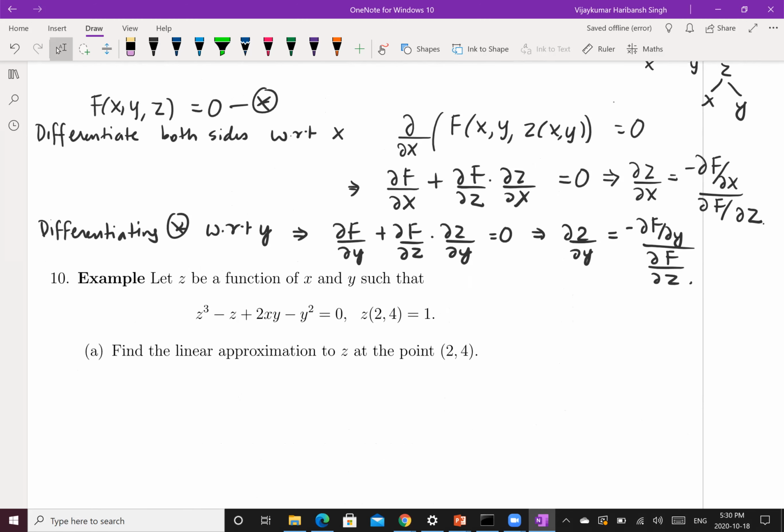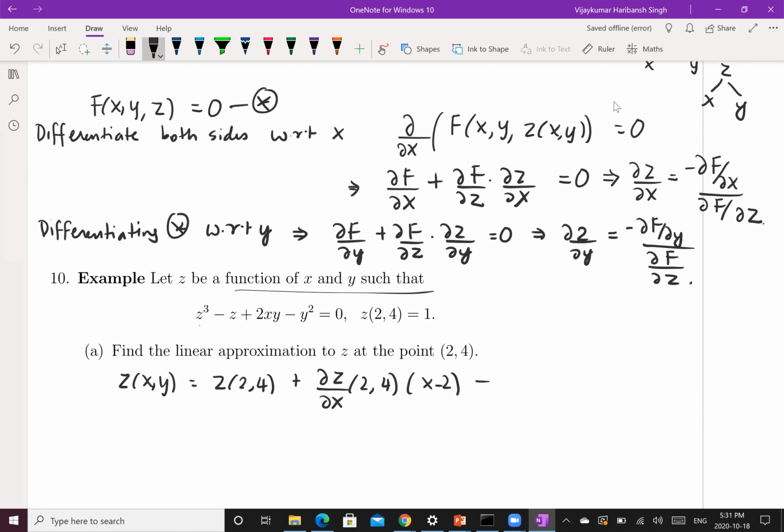Let's look at this example now. Let z be a function of x, y, such that z cubed minus z plus 2xy equals this, and we have z of 2, 4 is 1, and we want to find the linear approximation. First of all, what is the formula for linear approximation? z of x, y is z of 2, 4 plus the partial derivative of z with respect to x evaluated at 2, 4 times x minus 2, plus the partial derivative of z with respect to y at 2, 4 times y minus 4. And this is a linear approximation.